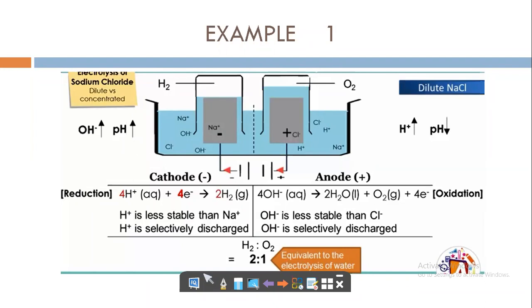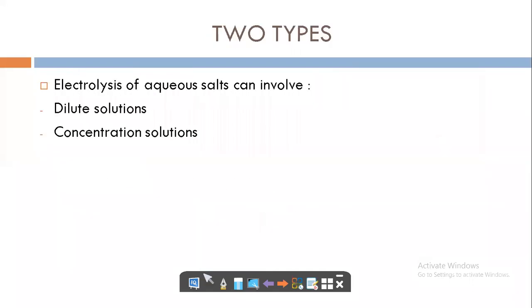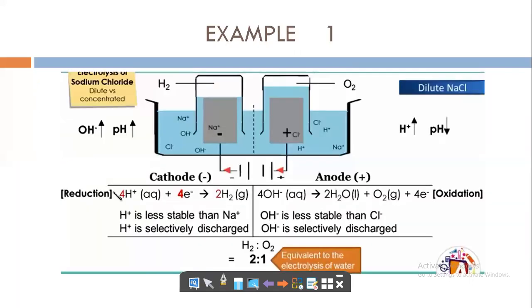Which is more reactive, sodium or hydrogen? Which is more reactive? Sodium. So sodium will remain in solution. Sodium is more reactive, so its ion will stay in solution, and the ion that will move to the cathode will be the less reactive one, so hydrogen will move. And what will be the product? The product will be hydrogen gas, and you have to write this half equation.